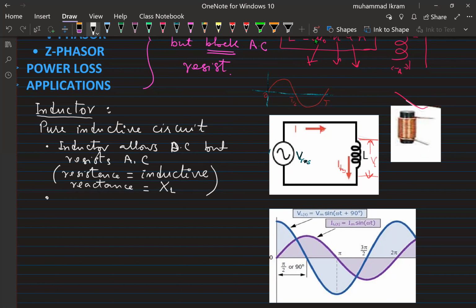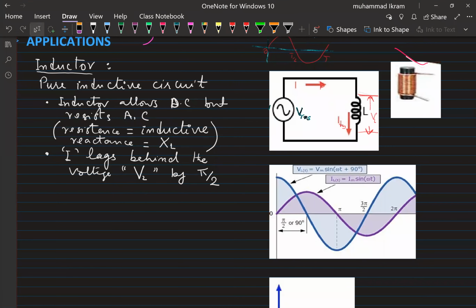The second important point, which I will show you both mathematically and then explain physically, is that the current I across the inductor lags behind the voltage. Which voltage? Remember, not the VRMS, the source voltage. The voltage across the inductor by 90 degrees, or by pi by 2. Clear? We will discuss this effect here.